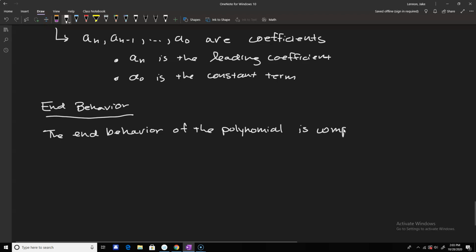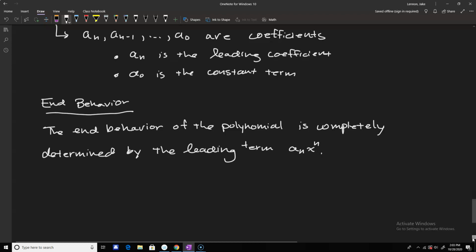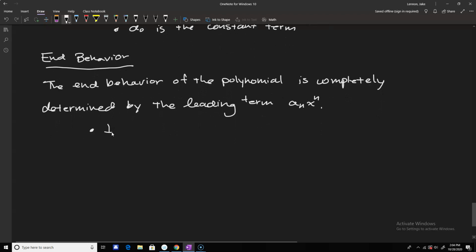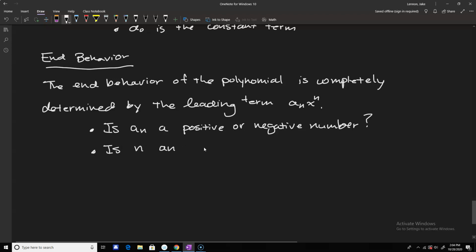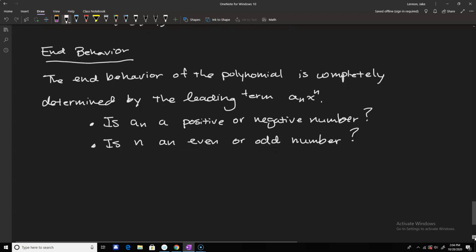The end behavior of a polynomial is completely determined by the leading term, a sub n x to the n. We have two questions that we need to answer. Is a sub n a positive or negative number? And the second question is, is n an even or odd number? Once you have those two questions answered, the end behavior is going to break down into one of four cases.